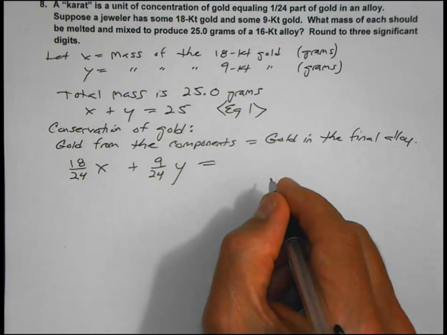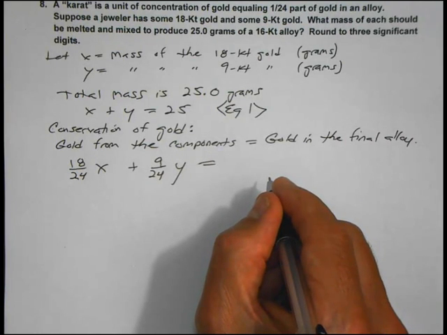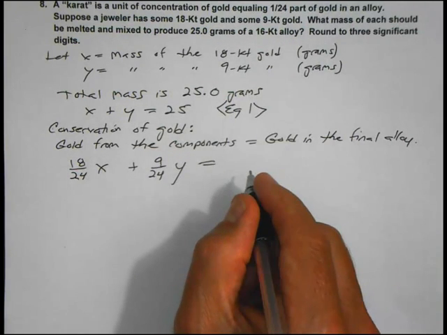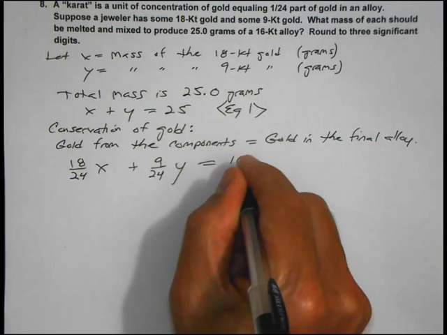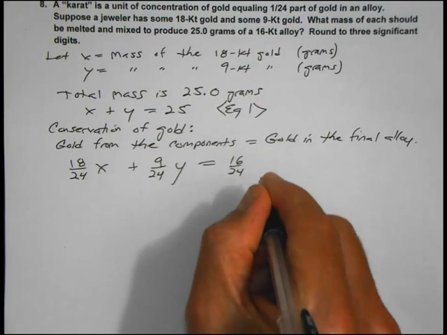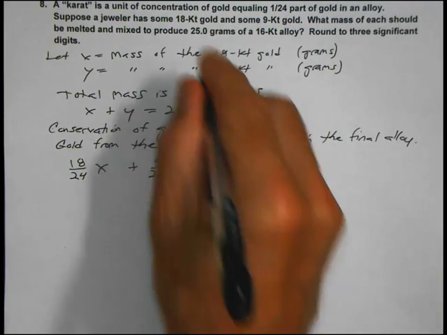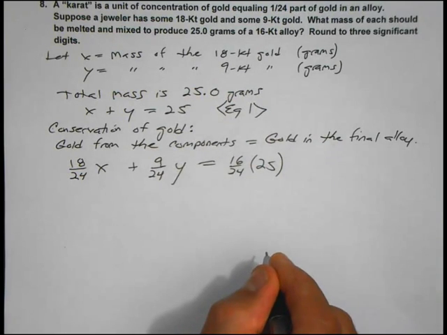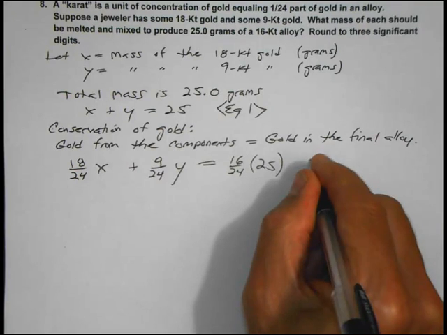How about getting the gold in the final alloy? That final alloy is 16 karat, so its concentration of gold is 16/24. And how much of it is there? Well, 25 grams. Okay, got ourselves an equation 2.